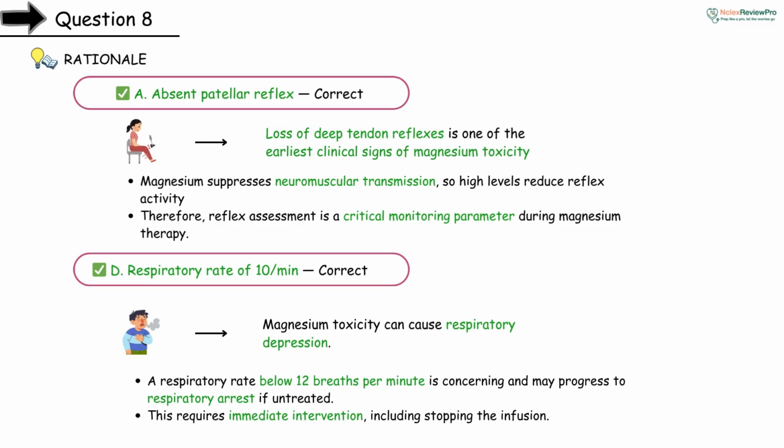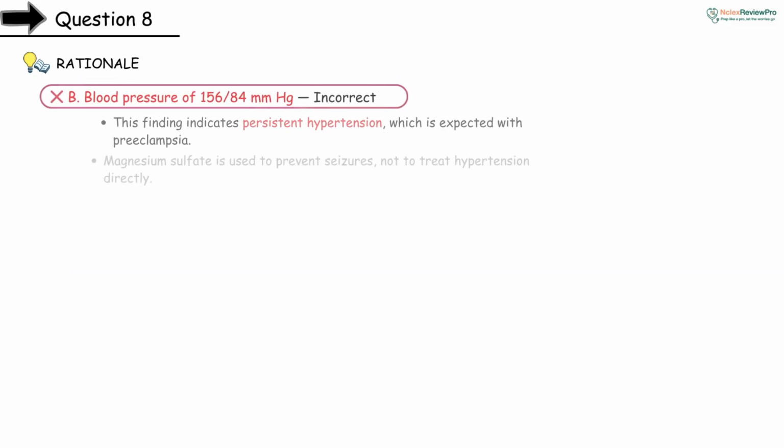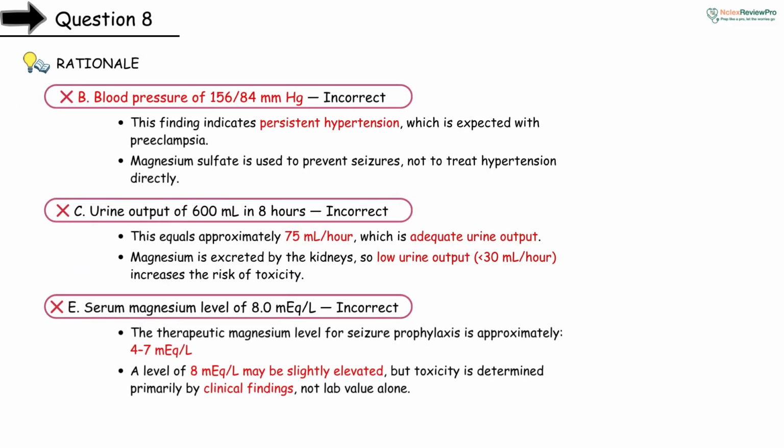Option D, respiratory rate of 10. This is a major red flag. Magnesium toxicity can depress the respiratory center. Any respiratory rate below 12 breaths per minute is concerning and can progress to respiratory arrest if not addressed immediately. Now let's see why the other options are not correct.